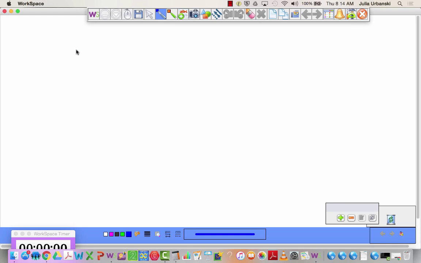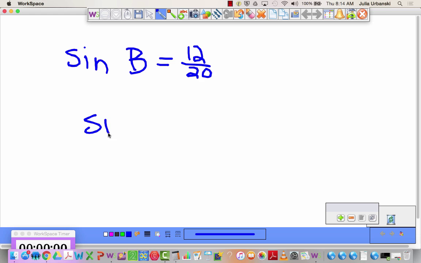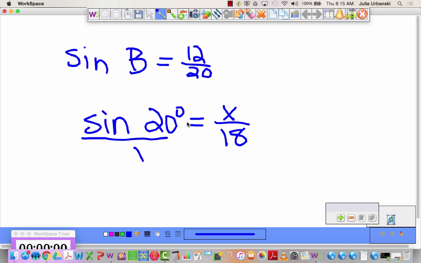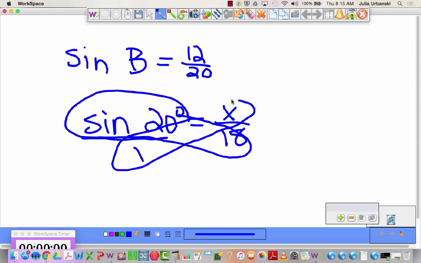You can look at something and know which way to go. The sine of B equals 12 over 20. Would you use the regular button or would you use the inverse button? Inverse button. You would say the sine inverse of 12 over 20. If you had one like this, the sine of 20 degrees equals x over 18. What button would you use? The sine button. And you would put it over 1 and you would cross multiply. 20, sine of 20 times 18 equals x times 1. Okay, that's what you have to know the difference between.